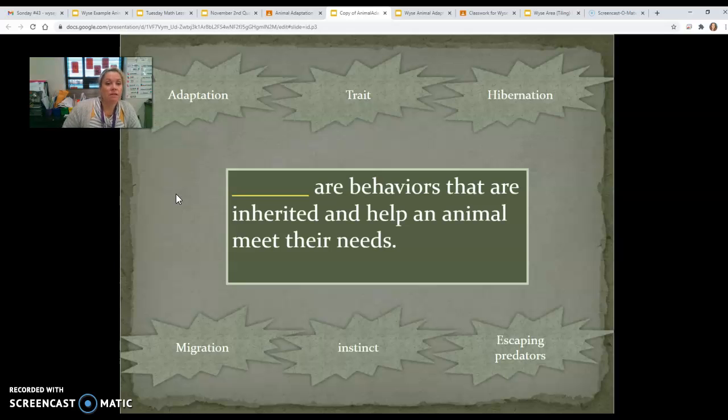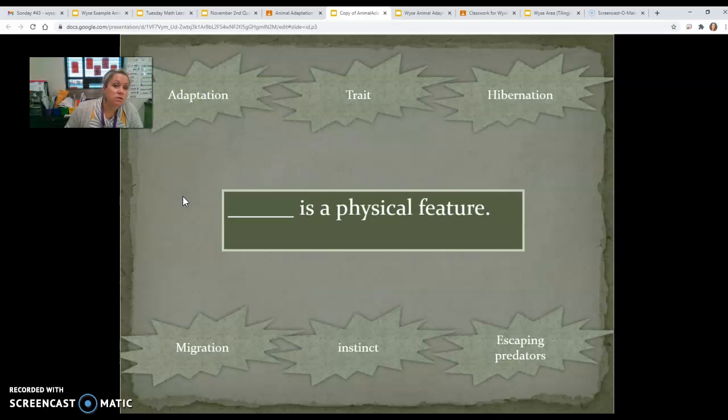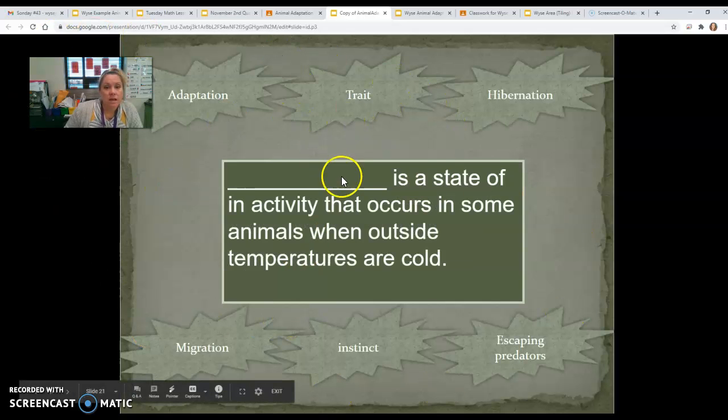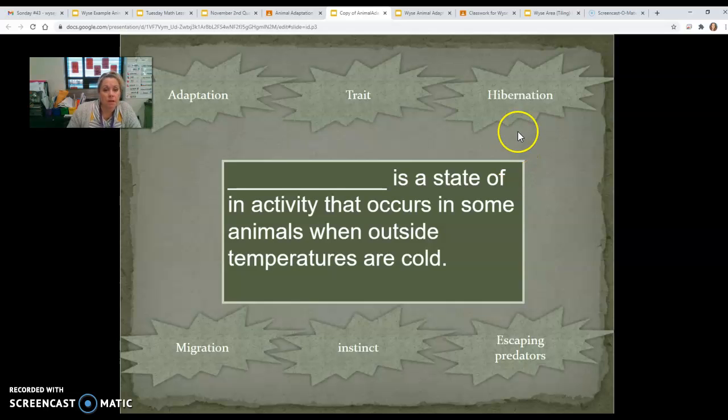What about behaviors that are inherited that help an animal meet its needs? Okay, a physical feature is considered. And then blank is traveling in search of food or a place to reproduce. Which one of those words do you think that one is? And blank is a state of inactivity that occurs in some animals when outside temperatures are cold. Which word would that be out of these six?